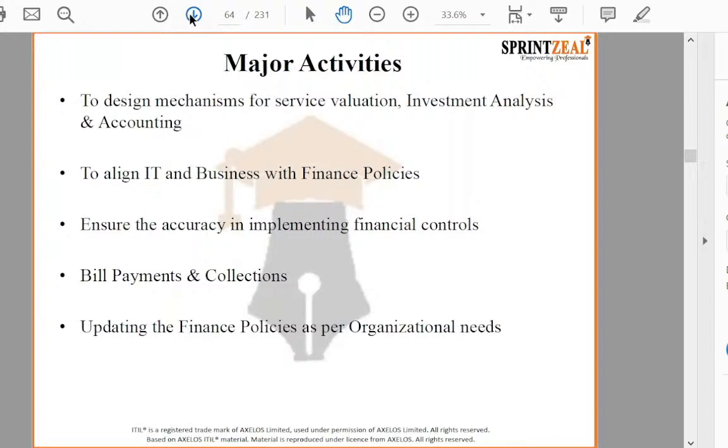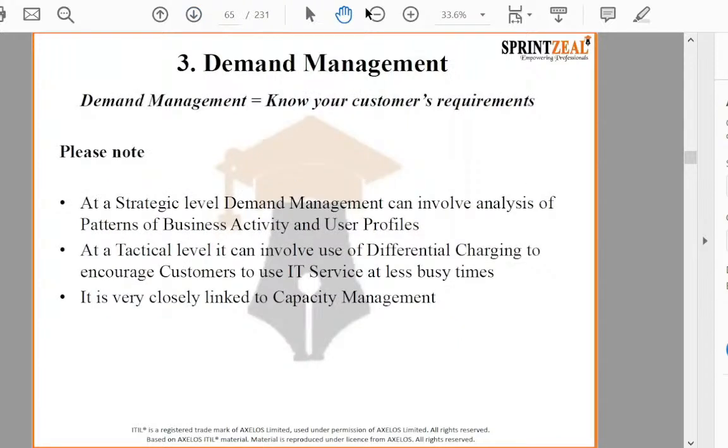It also ensures the accuracy in implementing financial controls. It also is concerned with bill payments and collections. We talked about that, and updating the finance policies as per organizational needs. So as the organization changes, this is also part of CSI. The finance management function would update their policies as needed. Any questions about financial management?